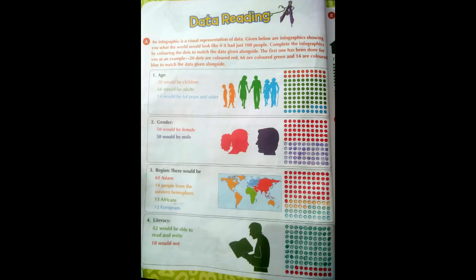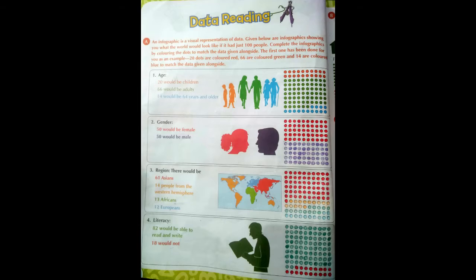Then 12 Europeans in blue color. Written in blue color. So you are going to color 12 dots in blue. Okay. Can you color 12 dots? The remaining 12 dots in blue.